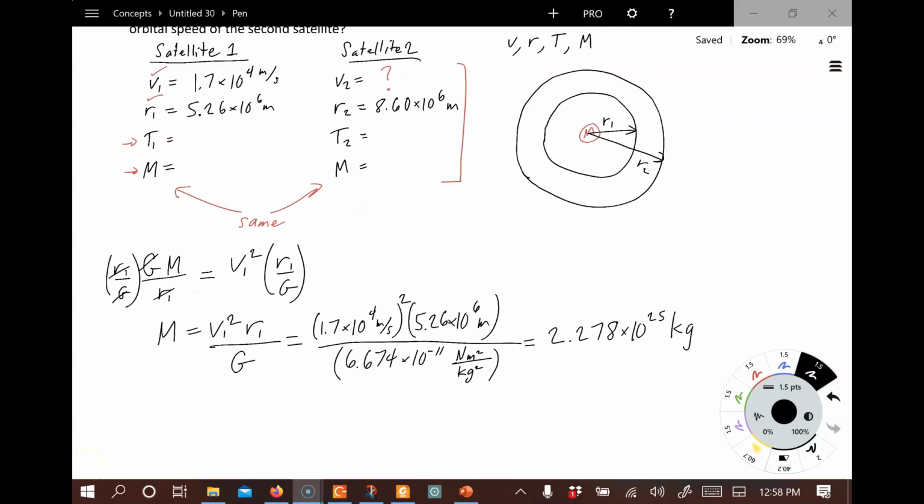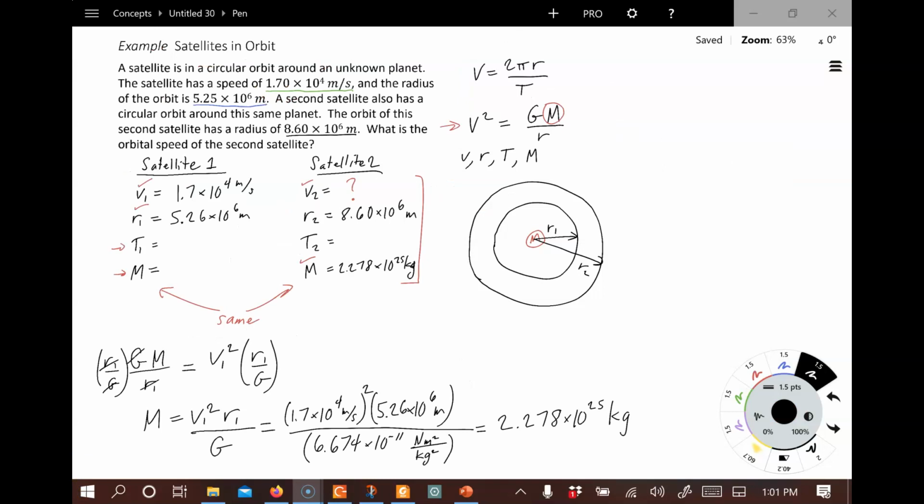So plugging in our numbers for satellite 1 and inserting into our calculator, we find out that the central mass that the satellites are orbiting is 2.278 times 10 to the 25th kilograms. It's a big number, but that's to be expected for a planet. And now that we know what the mass is, it's the same for both. We've got two knowns in the column for satellite 2, and we can go ahead and solve for this.